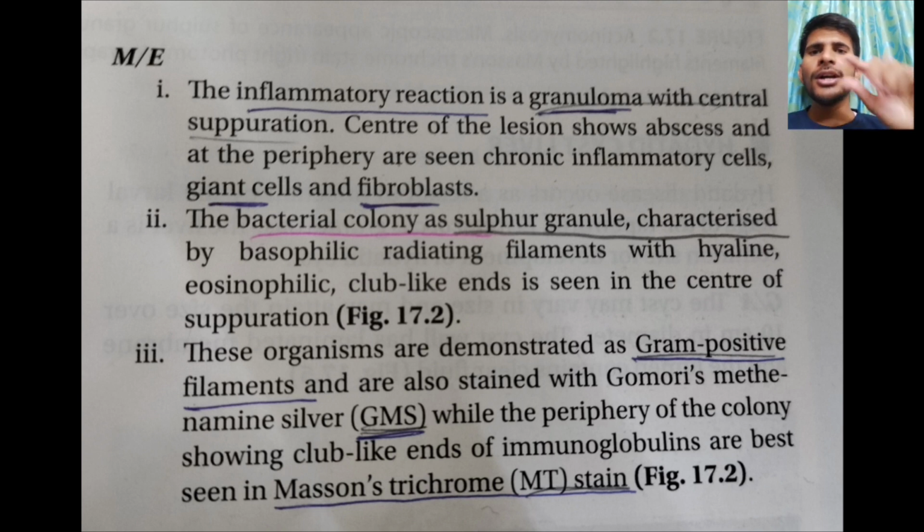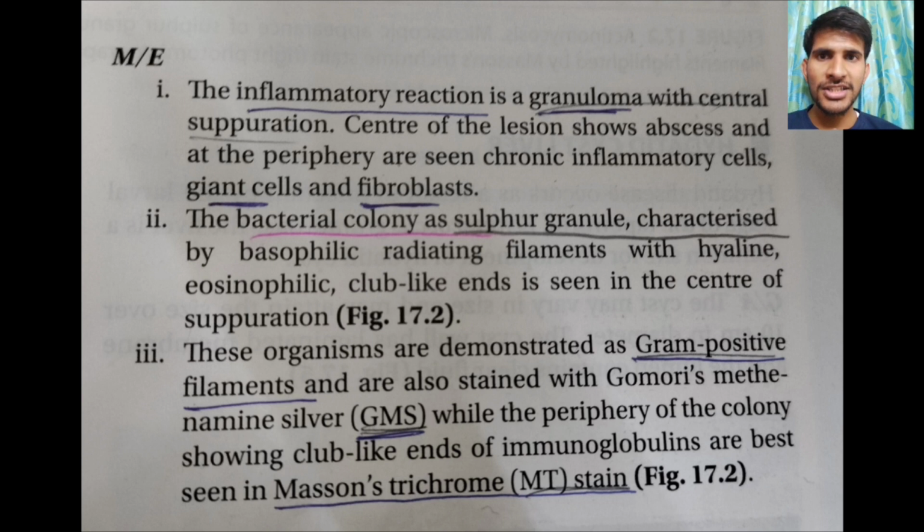So how it will be? Center will be blue color radiating filaments and surrounded by the club-shaped eosinophilic structure, that is pink color structure. These organisms are demonstrated as gram-positive. Gram-positive means blue color filaments, and also stained with GMS staining, that is Gomori's methenamine silver staining.